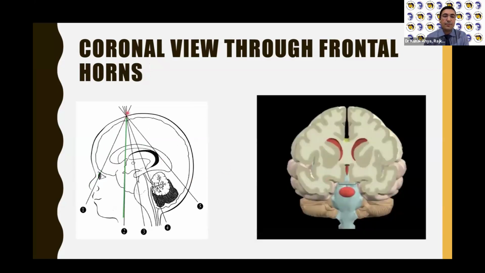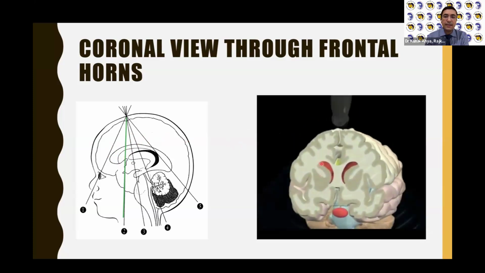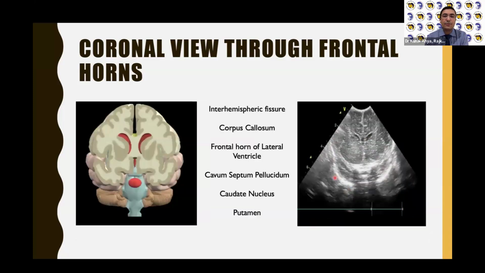Now, when you tilt your probe more posteriorly, these are the structures which will come in the way of your ultrasound beams, and we call it the coronal view through the frontal horn. So these are the frontal horns of the lateral ventricle. The lateral ventricle has multiple horns, which Dr. Vishal will be talking about in detail. But here, what it is passing through is the frontal horn. So this is the frontal cortex, and the lateral ventricles coming in contact with the frontal lobe are the frontal horns. Like this, the beams are cutting open the brain, and these are the structures you will be able to see. So what are these structures?